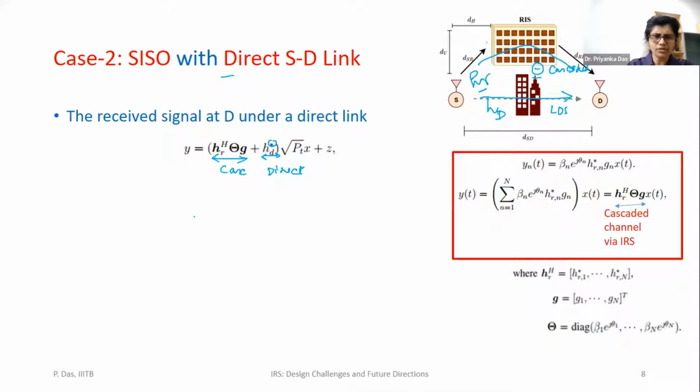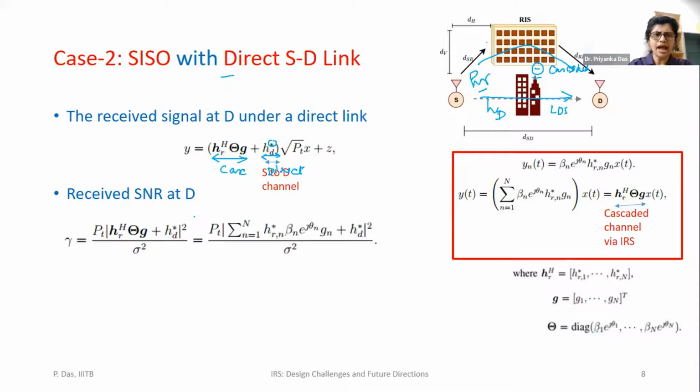So now the next step is the same: we want to maximize the SNR. You need to know how to compute the SNR, and the SNR is nothing but signal power by noise power. You have just an additional term here, and you can simply write this term here.